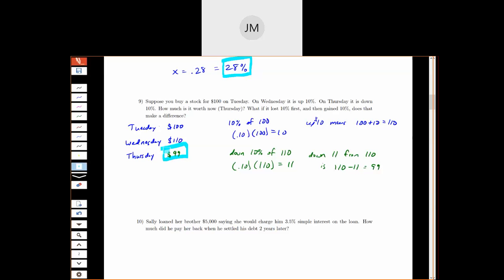So one of the things that I want you to notice there is that if you go up by 10% and then down by 10%, they don't just cancel each other out. You don't land in the same spot, because when we're changing by a percentage, it's a percentage of a different amount. So it doesn't land us back where we started.